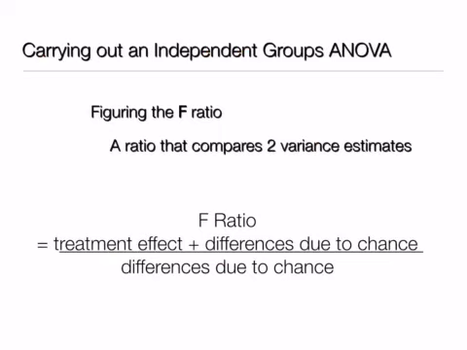What we get with our F ratio is treatment effects, differences due to chance, over differences due to chance. And those differences due to chance essentially kind of cancel each other out. Not really. But that gives us an estimate of the variance that's due to this treatment effect.